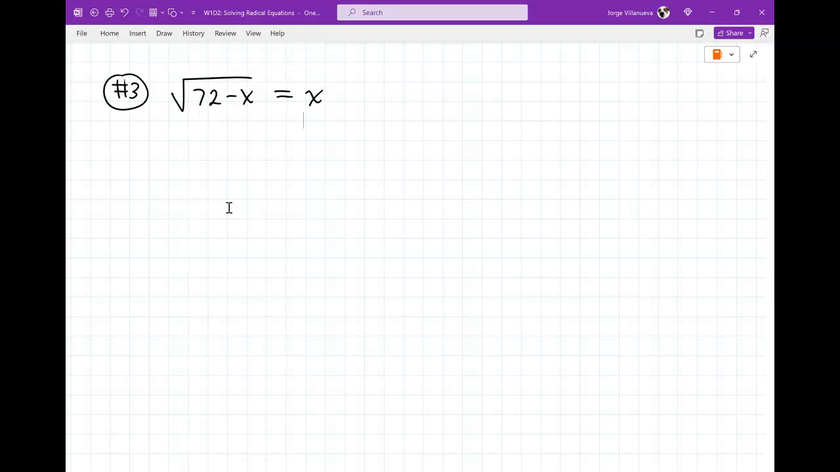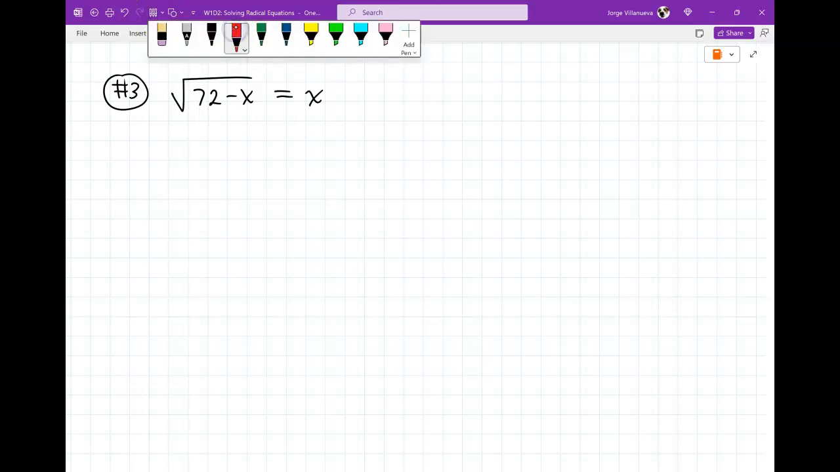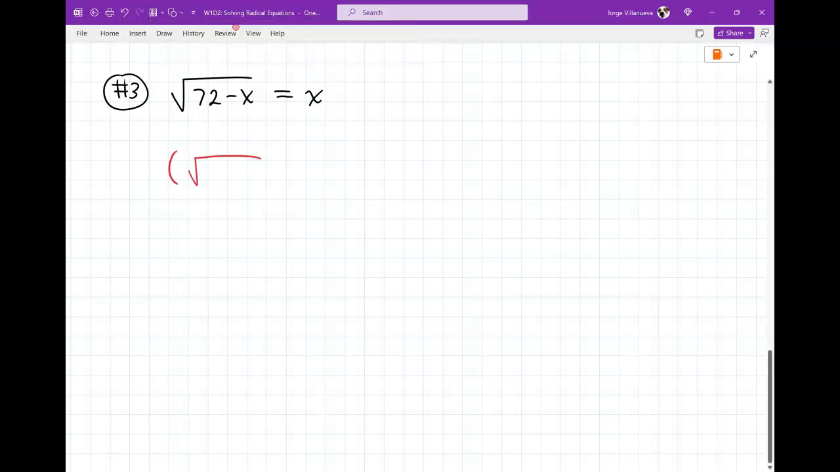So we're going to do the same thing. Square both sides. We've got to get rid of that square root, okay? So the first step is always the same in most cases. We're just trying to set it up so that we square both sides. All right, now once I do that, I get 72 minus x equal to x squared.